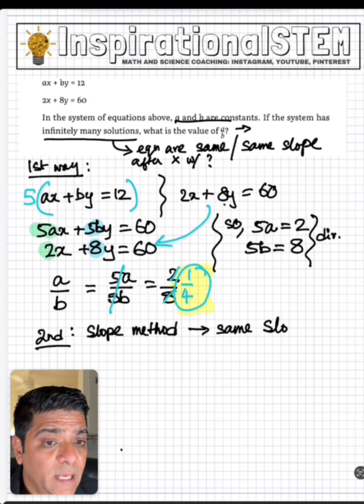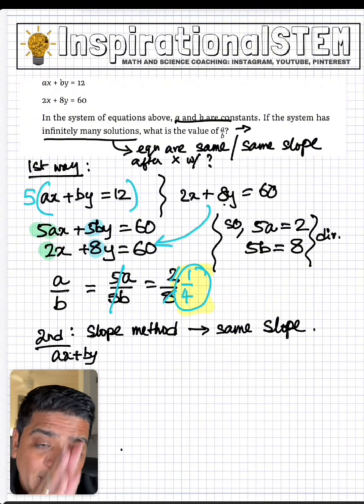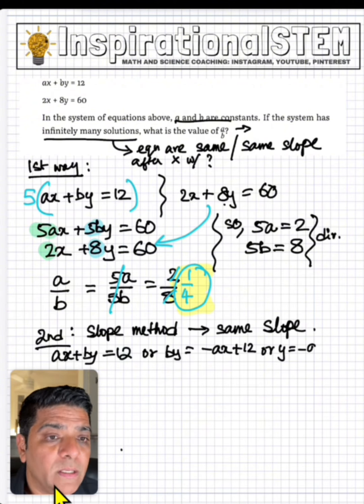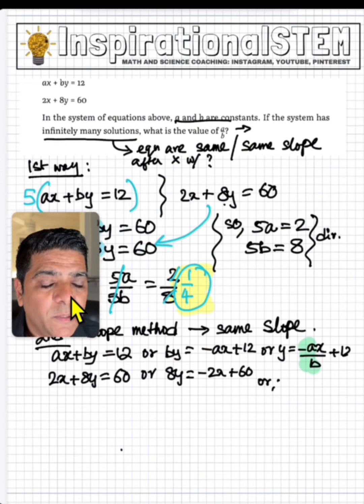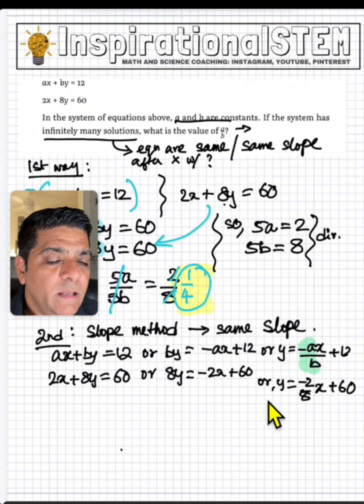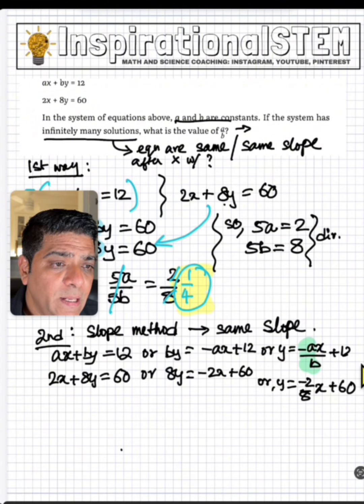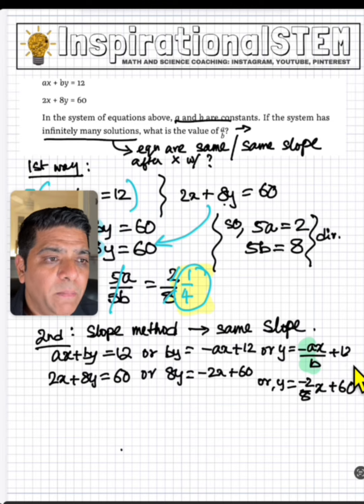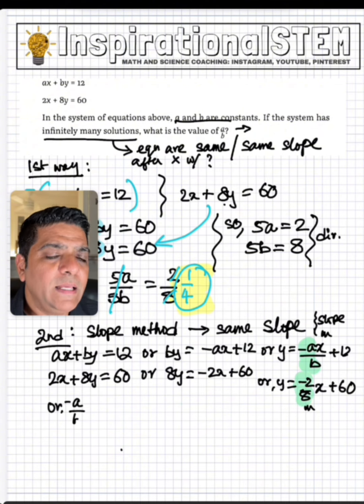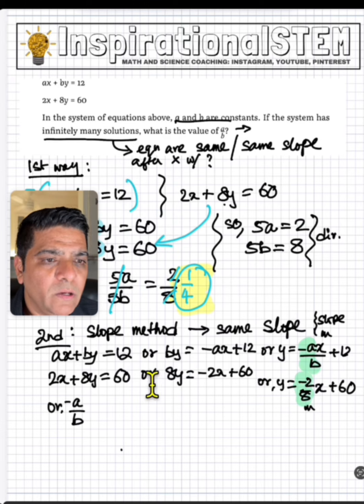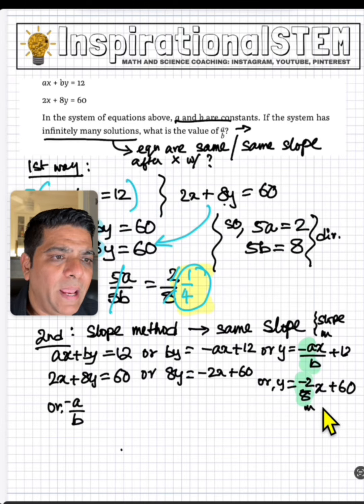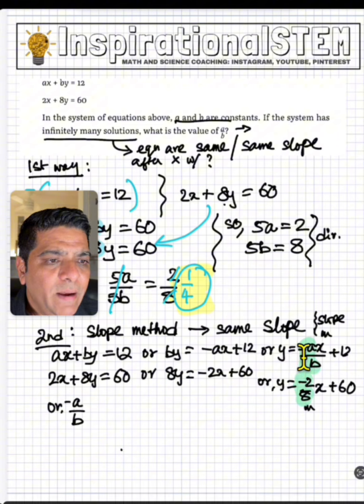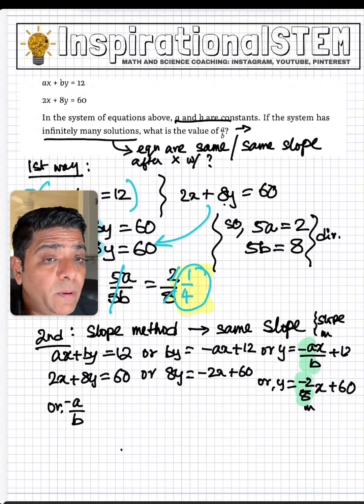So let's look at the second method, which is the same slope method. Remember we said the slopes of them were the same because they have infinitely many solutions. So we are going to take the first equation and write it in y equals mx plus b form, both of them. When I write the first one in y equals mx plus b form, we get y equals negative ax divided by b plus 12. So I bring everything to one side and I divide by b. And we're going to do the same thing with the second one: 8y, bring everything to the other side, divide by 8. I just went ahead and divided the first one because we're concerned with only the slope, not the second one, because we don't care about that right now.